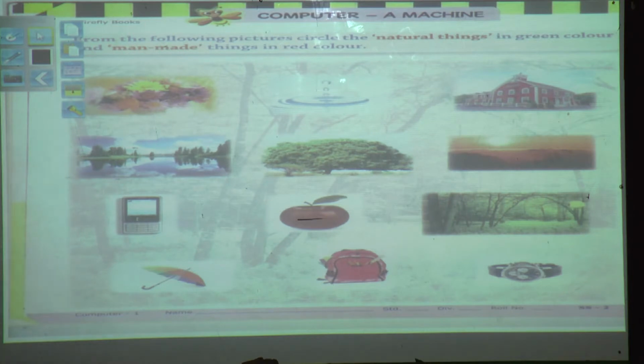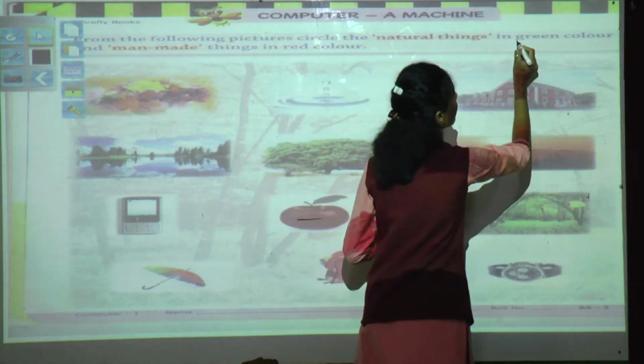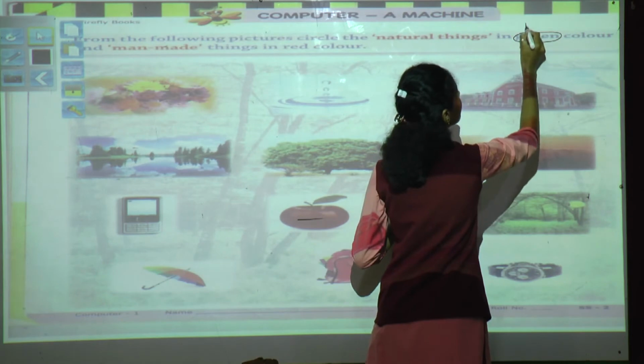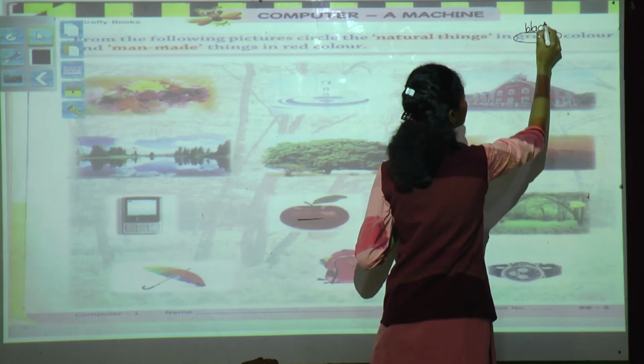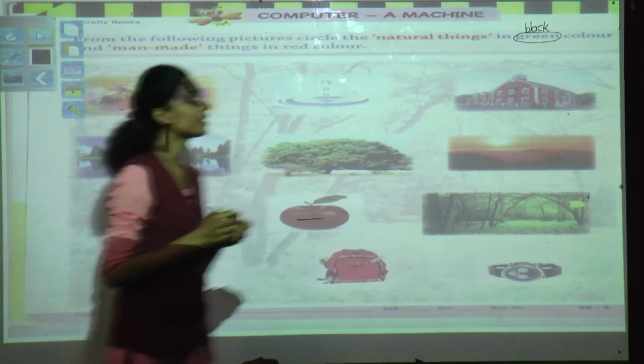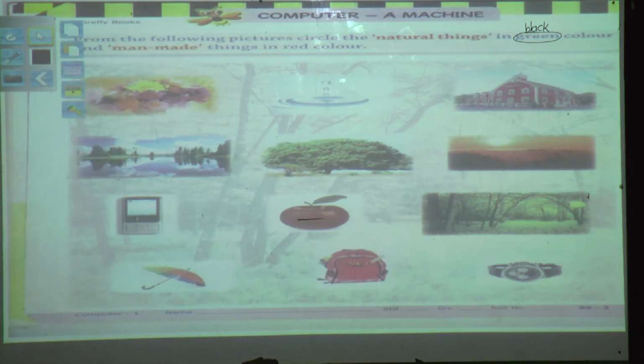Firstly, we will see the natural things. Instead of green color, I will use the black color. Which color am I using here? Black color. But if you have a green crayon, then you must draw the circle using green color.